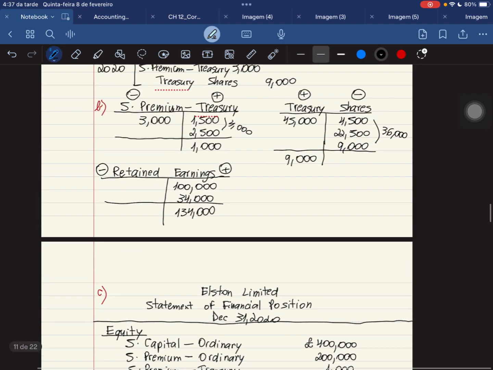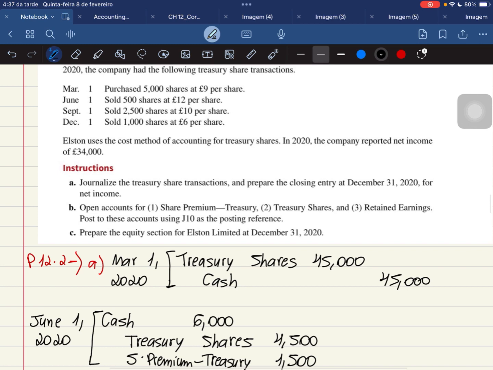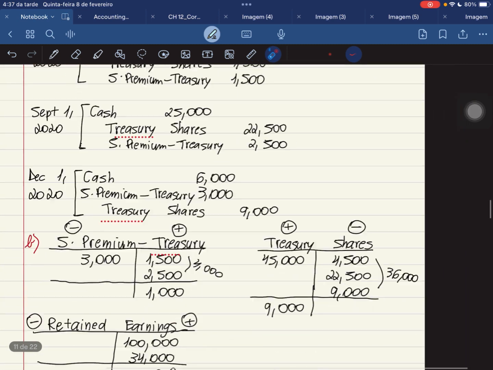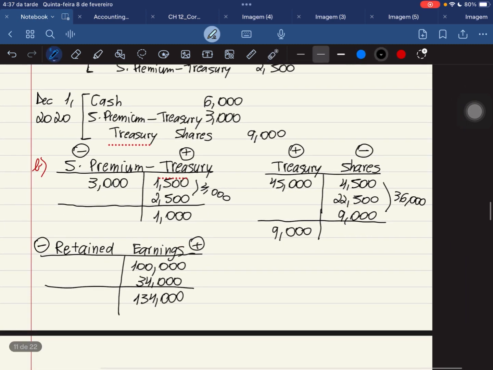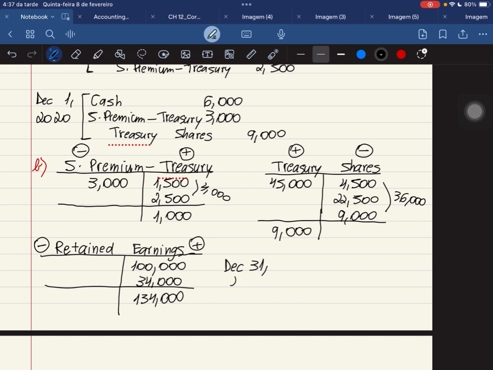Okay, let me come back to the closing entry. I think they asked that somewhere. Yeah, for letter A, right? They said prepare the closing entry at December 31st of 2020 for net income. Okay, so this should be after all of these entries. So I'm just going to write it over here. The date of the closing entry, that is the end of the year, so that would be December 31st of 2020.